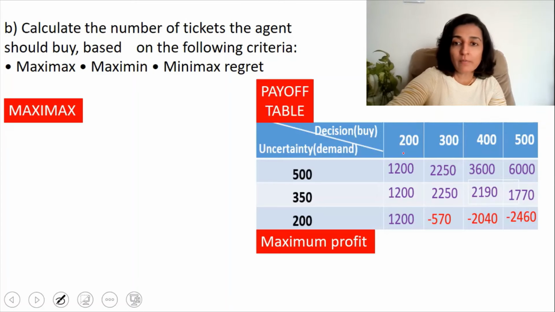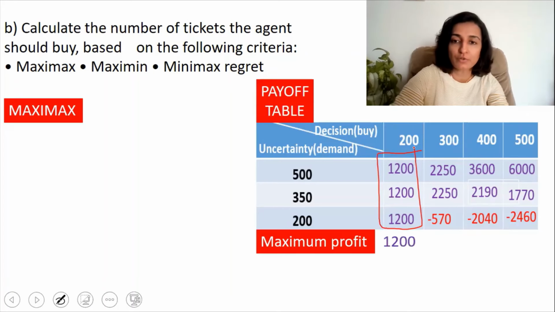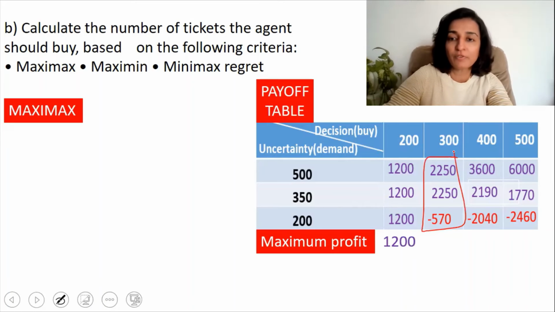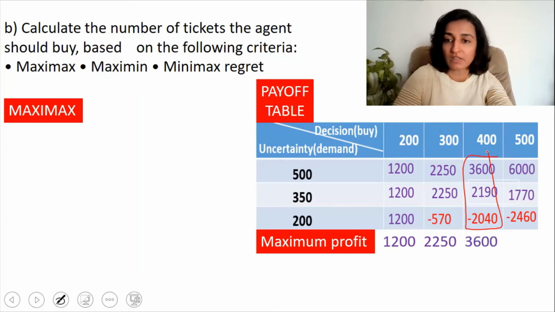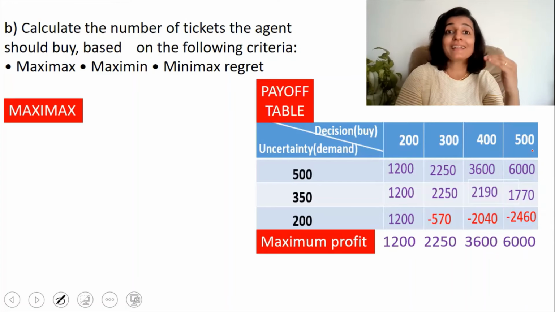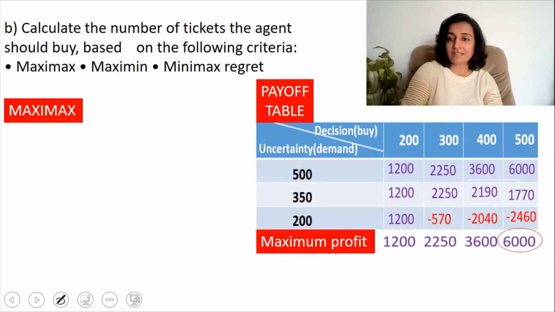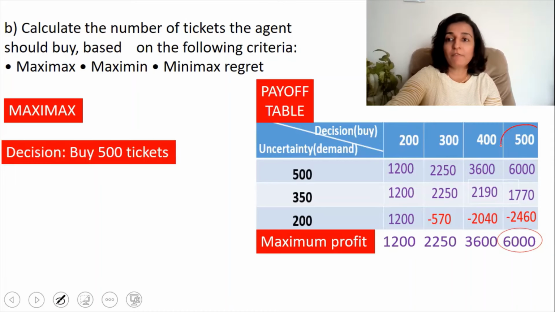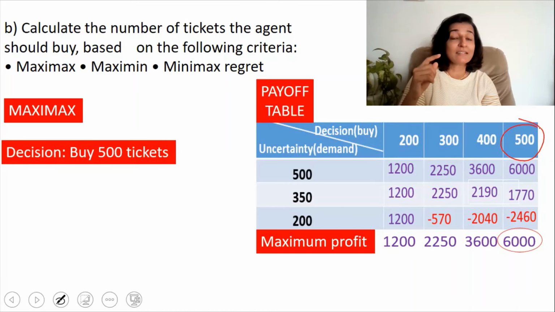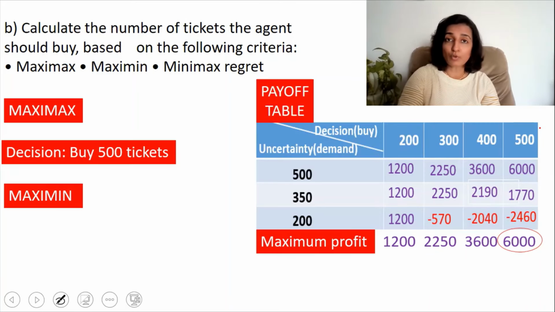So coming to first column, what is the maximum profit? It's 1,200. Second column, the maximum profit is 2,250. Third column, the maximum profit is 3,600. And fourth column, the maximum profit is $6,000. Out of which we have to select the maximum. So it is 6,000, which means that the decision will be to buy 500 tickets because that has got the maximum of maximum profits.